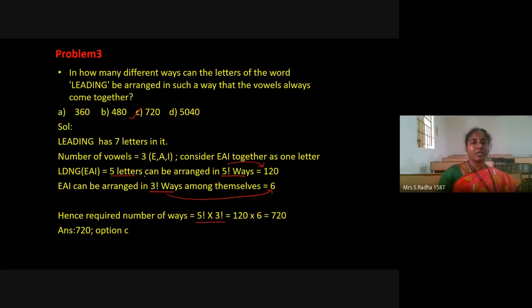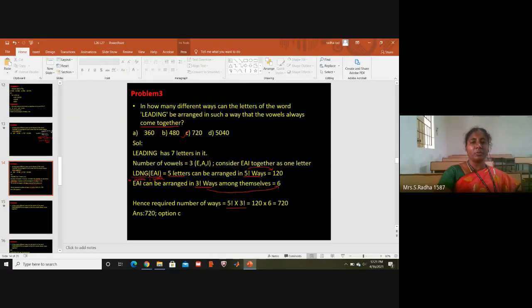So what we are trying to do is, whenever they say the vowels should come together, we have to put the vowels together and consider them as one letter. The remaining 4 letters are there, so totally we have 5 letters. 5 letters means 5 factorial ways. And the vowels can be arranged among themselves in 3 factorial ways, because 3 vowels are there in the given word leading. Finally, we have to multiply 5 factorial into 3 factorial. The answer is 720.